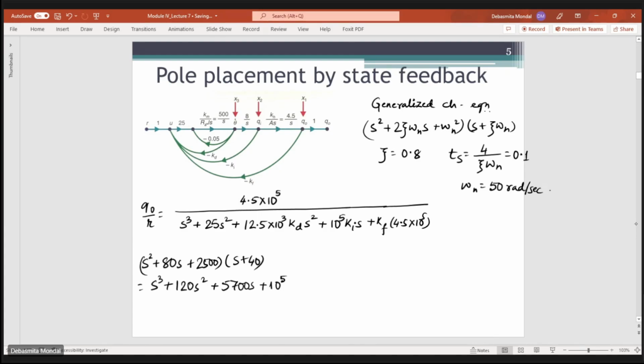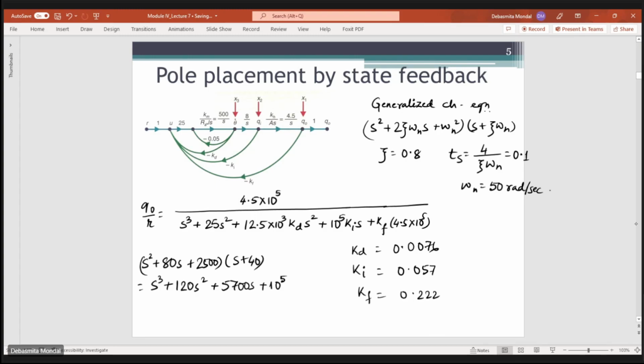Similarly, this is also the characteristic equation of this system. So what you can do is simply equate or compare these two equations, and you see that you have three unknowns. By equating, you can find out the values of KD, KI and KF. So the value of KD will turn out to be this, KI will be this and KF will be this.